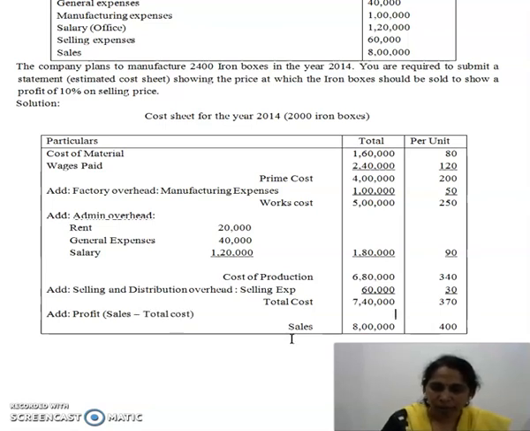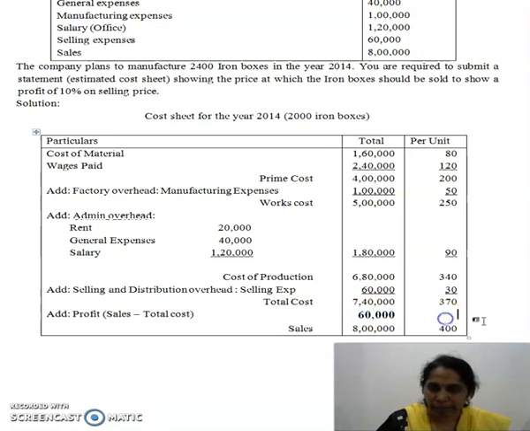Now easily you can find out profit. Profit is sales minus total cost. So here the sales are 8 lakhs and the total cost is 7,40,000. If you subtract it, the difference 60,000 will be called profit. And same here also, the sales per unit is 400, and for 1 unit the total cost is 370. So the difference, 30 rupees, is called profit. Okay, so now it is ready. This is the basic information. Based on this, you are going to prepare the estimated cost sheet.